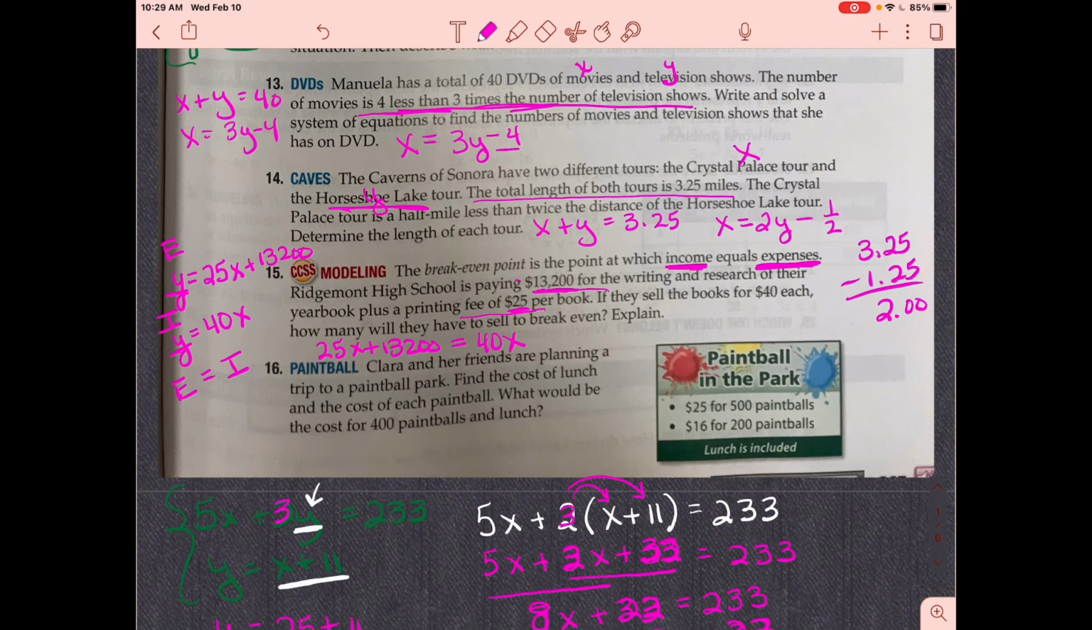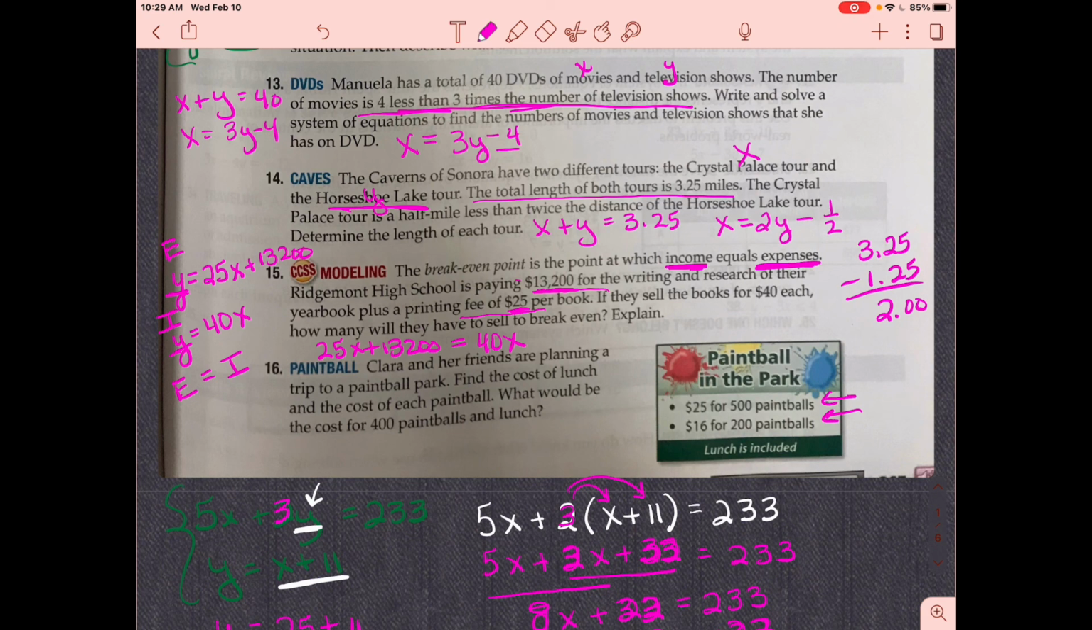Okay, let's talk about Clara and her friends planning a trip to a paintball park. Find the cost of lunch and the cost of the paintball. What would be the cost for 400 paintballs and lunch? Okay, so we have two deals. $25 for 500 paintballs or $16 for 200 paintballs, and lunch is included. So we have the two situation thing going here, one situation and two.